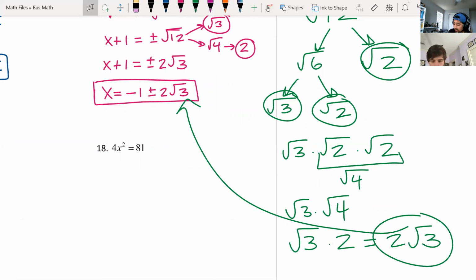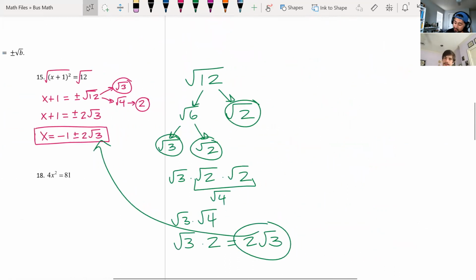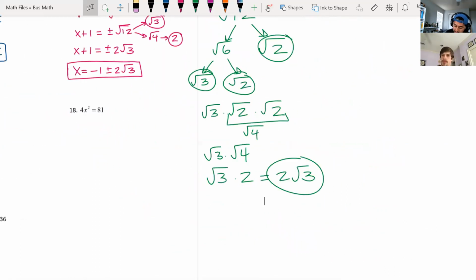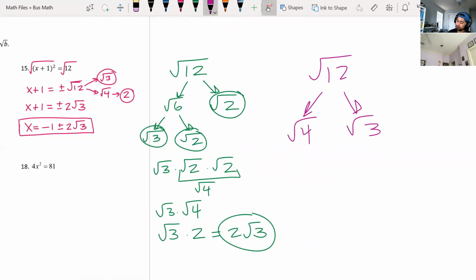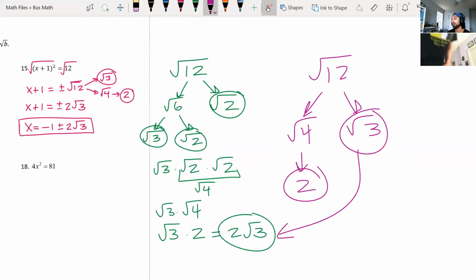So this is why I say try to find the factors that make your life easier, because let's try this breakdown again. If I said square root of 12 and you said 4 and 3, well, that becomes 2 and we're done. So it's just playing around with what factors will work best for you.